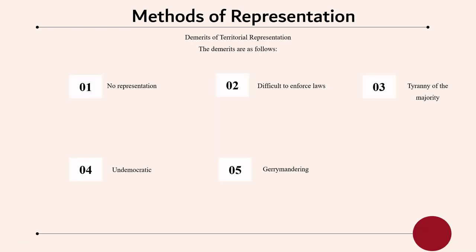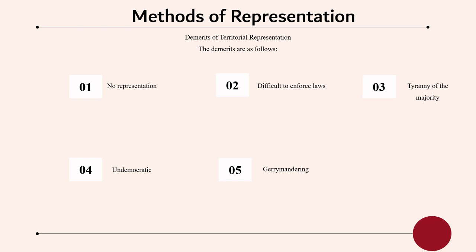Demerits of territorial representation. They are as follows. First one, no representation. The successful candidate may secure only 60% of the votes. As a result, 40% of the voters may go unrepresented. Second, difficult to enforce laws. When laws are framed by the representatives of the majority, the minorities may not obey the laws because they are not involved in framing it.